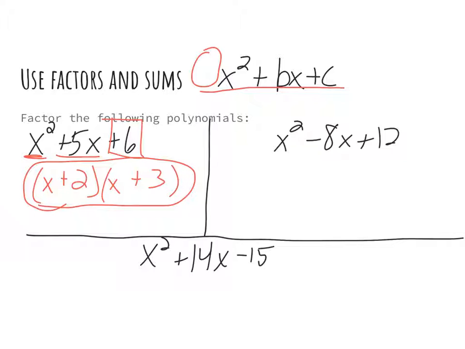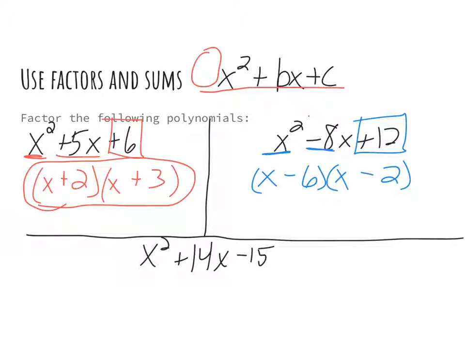The same thing on the next one. You'll notice we start with an x squared. So when I've got my two parentheses, both of them are going to start with x. So now I need two numbers that multiply together to get a positive 12 and add up to a negative 8. Okay, so to get 12 and add up to 8, I'm going to need 6 and 2. And in order for it to be a negative 8, both 6 and 2 are going to have to be negative, because negative 6 times negative 2 will get me my positive 12, and negative 6 plus negative 2 gives me my negative 8. So here are my factors for that.